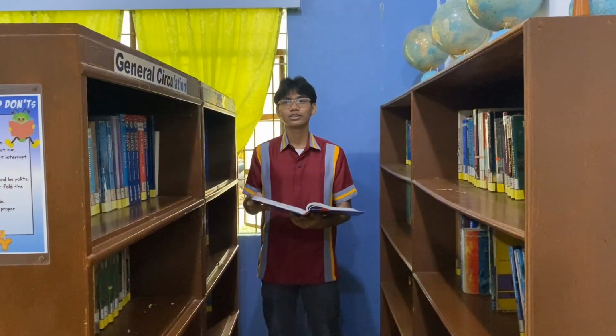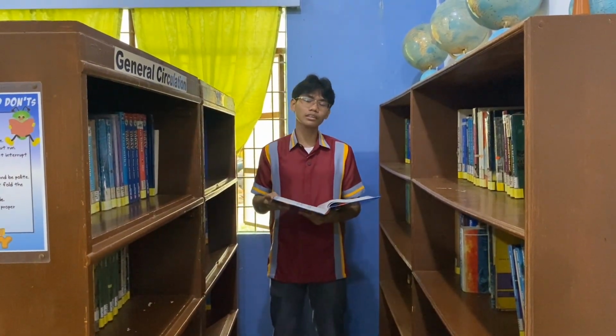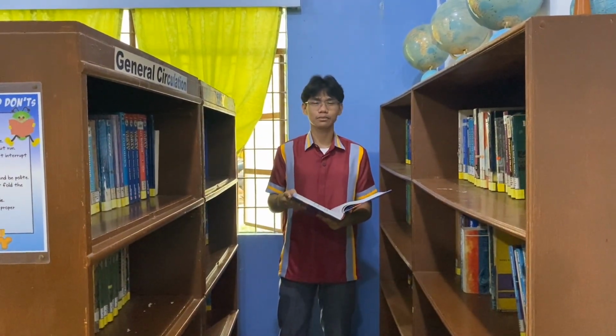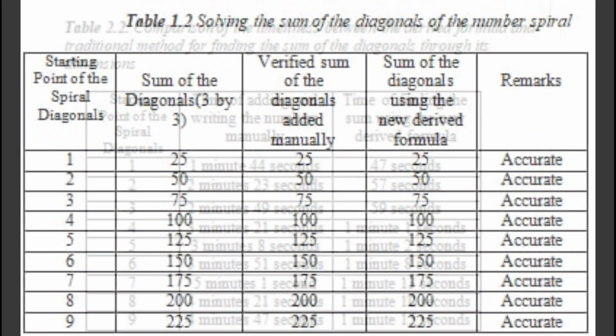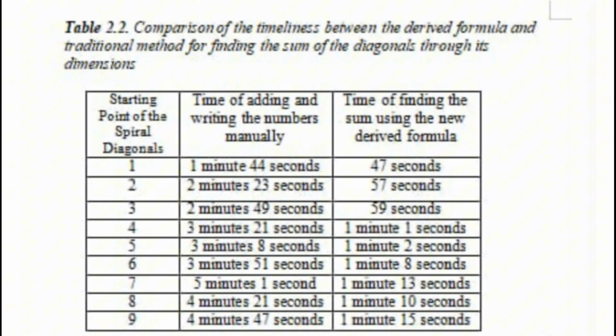After testing our shortcut formula, the results clearly show its accuracy and efficiency. We also tested the formula for different starting points, from 1 to 9, and every result matched the traditional method. This confirms that our formula can precisely calculate the sum of diagonals in any number spiral, not only in 1 to 9, but 10 onwards. In terms of time, the difference was significant.